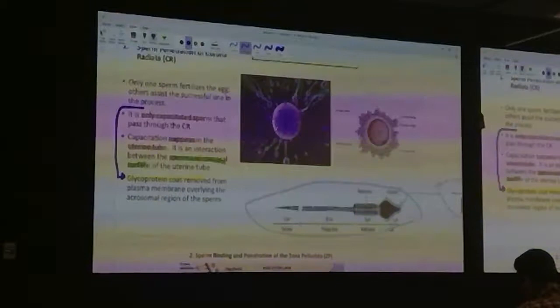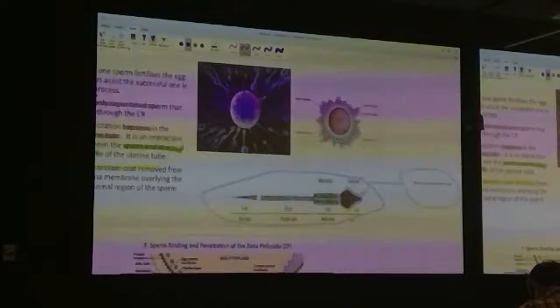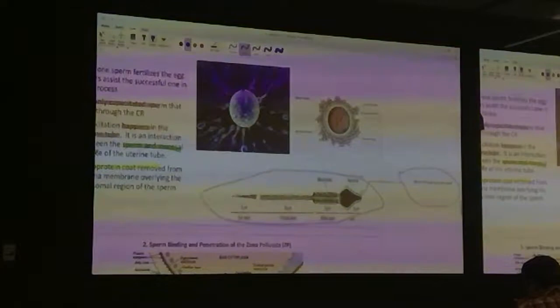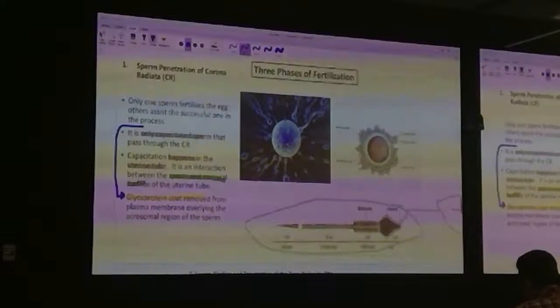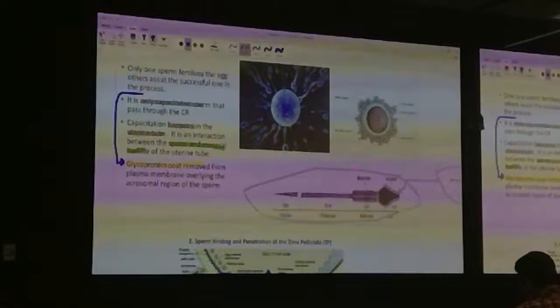Okay, so you need to know the anatomy of the sperm. Just know the mitochondria is in the neck. Acrosome is the arrowhead thingy. And the glycoprotein coat is the outer layer of the sperm. Oh, and when the sperm is inside the vaginal wall, it rubs on the mucosa and then it becomes capacitated. Then the glycoprotein coat gets removed.